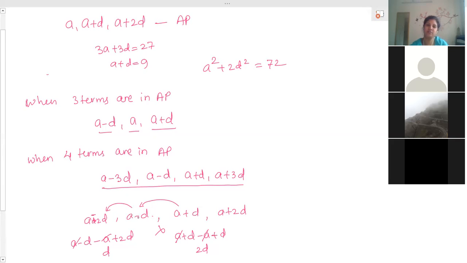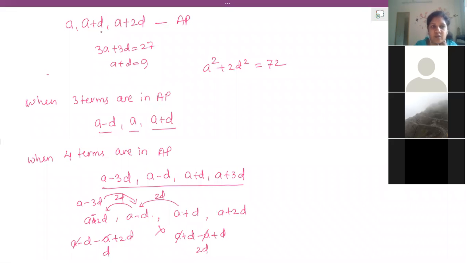So the difference between these two terms is 2D. So we need the next term for which the difference is 2D. That is A minus 3D. So the difference between this and this is 2D. Okay. Clear? Understood. Thank you, ma'am.